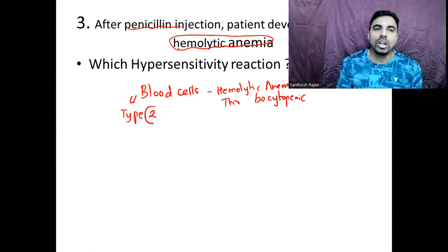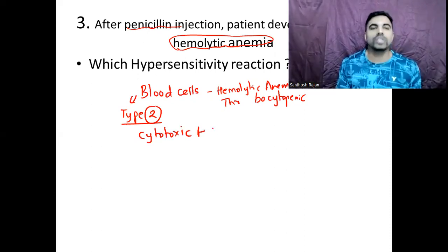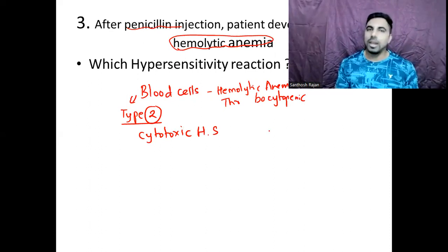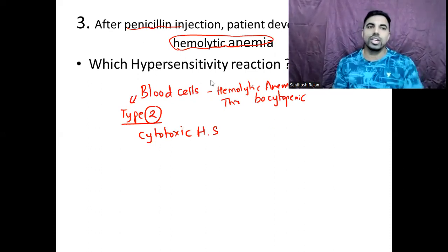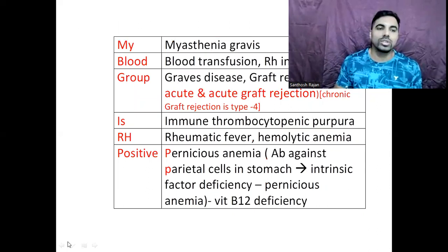Type 2 is otherwise called cytotoxic. Yeah, cytotoxic. You know this one. So the shortcut for this was cytotoxic hypersensitivity reaction. What is the shortcut? My blood group is Rh positive. This is the shortcut. We have discussed it many times. So now, my blood group is Rh positive. So you have all these things.